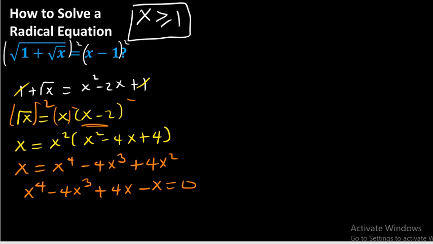Okay, so what's next? The next step, we can divide each of them by x, because x should be different from 0. Actually our domain is x greater than or equal to 1, so no need to worry here. You can divide each term by x to simplify. So what remains? x cubed minus 4x squared plus 4x minus 1 is equal to 0.